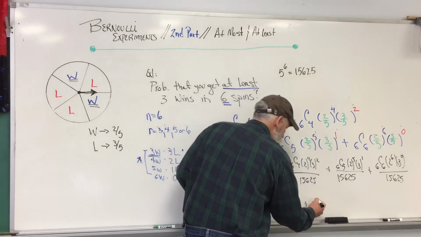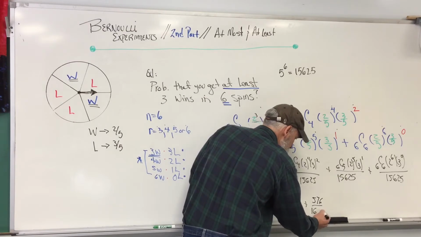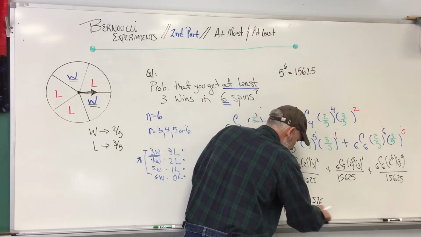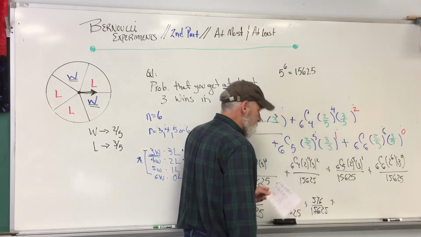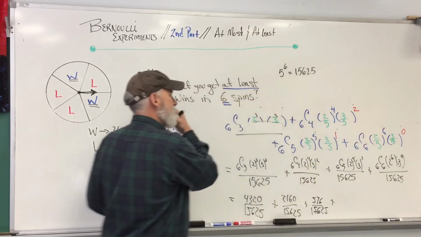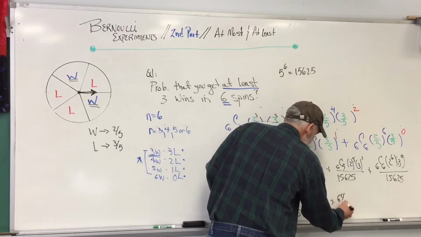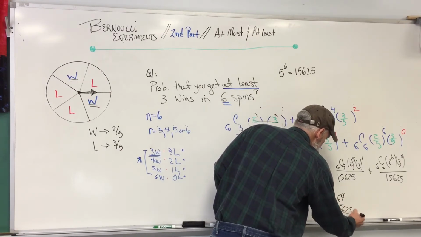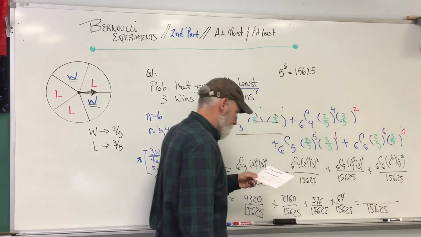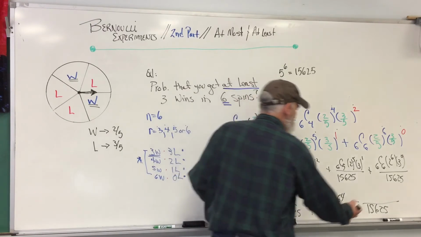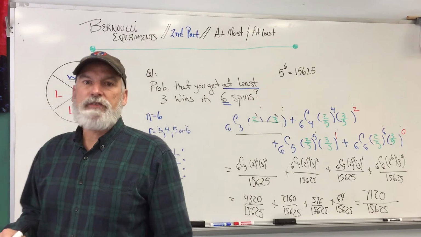Well, this one was 576 over the 15, sorry, 15625. I have these written down so I won't screw up. And the last one is the least likely. To get 6 wins is very unlikely since it's less than half. That is 64 over 15,625. When you add them all, obviously it's over 15,625 since they had a common denominator. And we get there 7120. That is about 46% roughly.